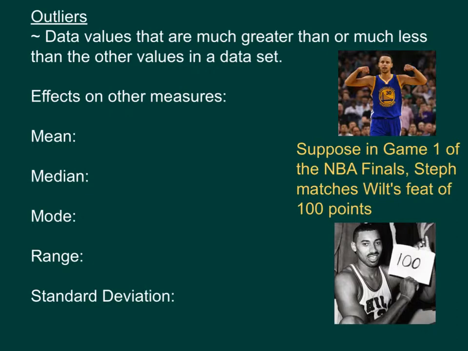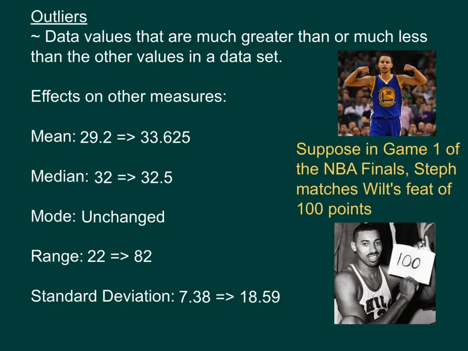What I'd like you to do is pause the video at this time. Use 100 points as a 16th data point and try to calculate the mean, median, mode, range, and standard deviation of Steph Curry's scoring. What we're going to do is then come back and look at the actual effects that they've had on each of these measures. So pause the video, do those calculations, and then come back to check your work. All right, let's see how you did.